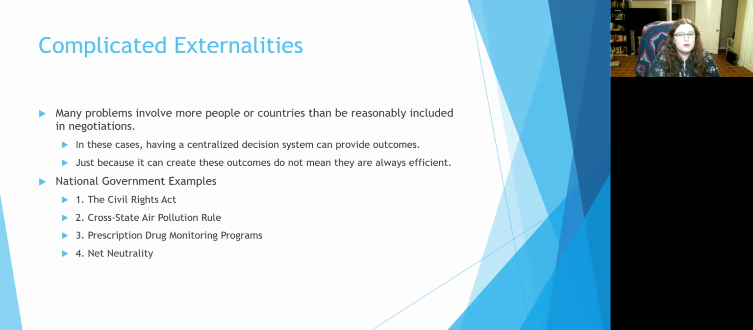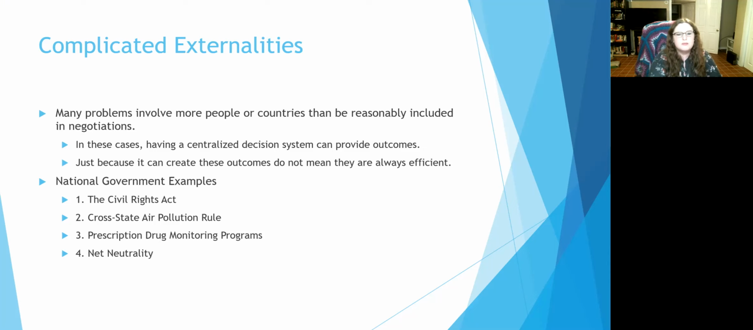Many problems involve more people or countries than can be reasonably included in negotiations. If I want to solve affordable housing or global warming or drug use in other countries or travel mandates or immigration policies, that's not necessarily something that I can do. That's something that needs a more coordinated effort, because it's impossible to reasonably work with everyone on it. So in these cases, having a centralized decision system can provide outcomes. A lot of times efficient outcomes, but just because it can create these outcomes does not mean that they are always efficient. But there's varying levels, right? Sometimes most people agree that they went really well. Other times, not necessarily the same.